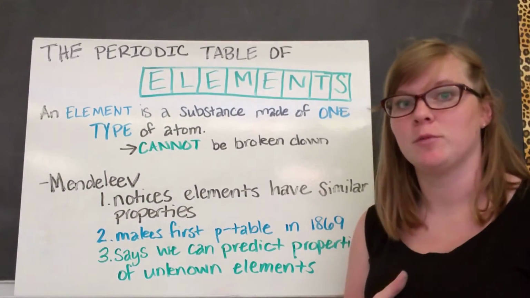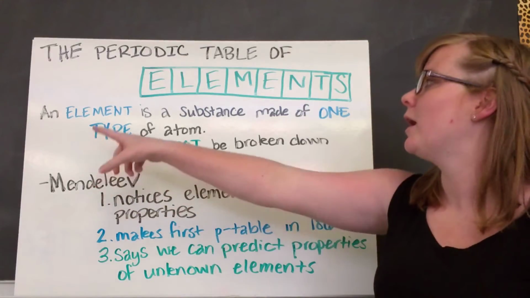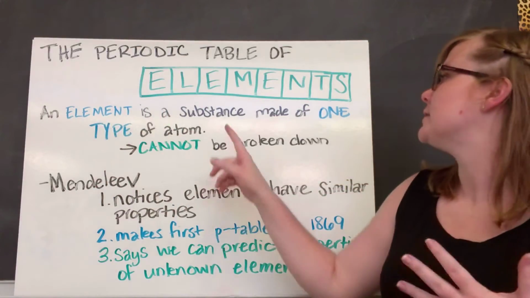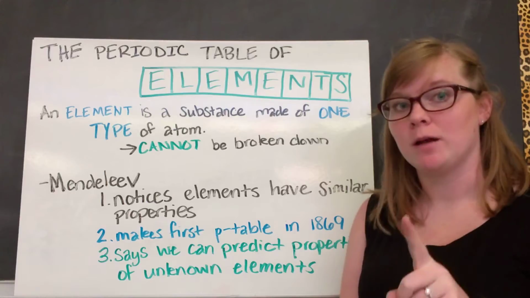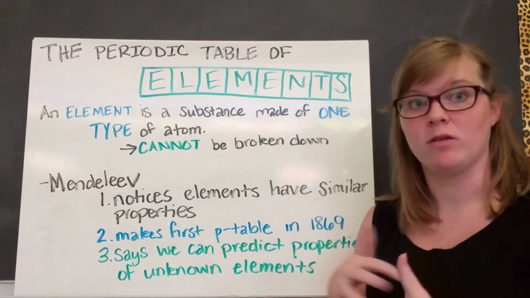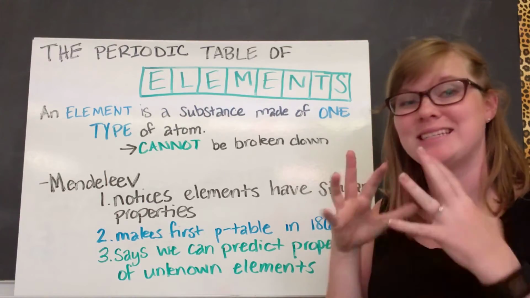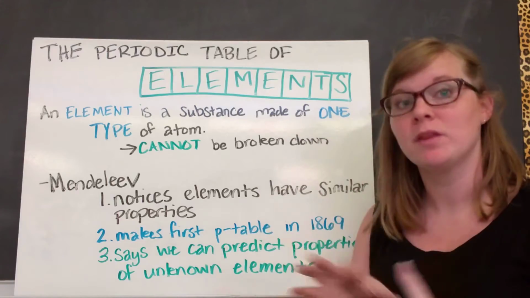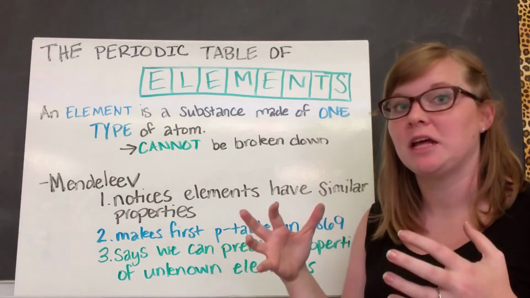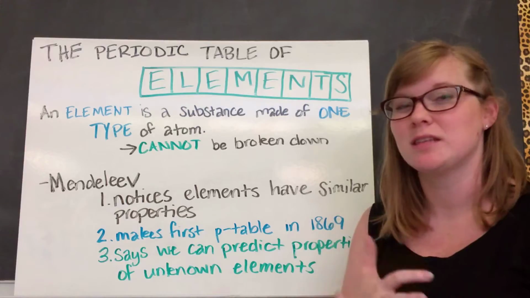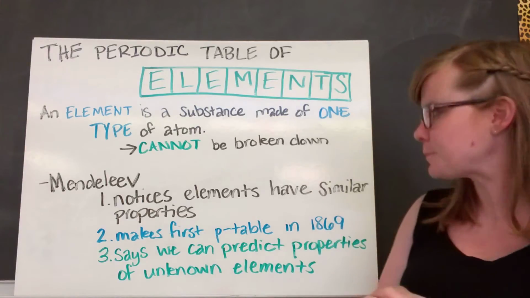Talk about the periodic table of elements. So an element is a substance made of one type of atom. So it cannot be broken down into any other substance. It is entirely that one atom. Oxygen cannot be broken into anything other than oxygen, right? So this is kind of like having a prime number in math, right?